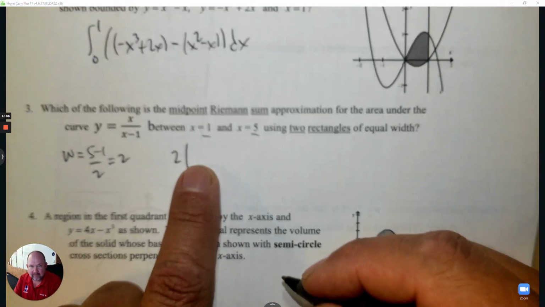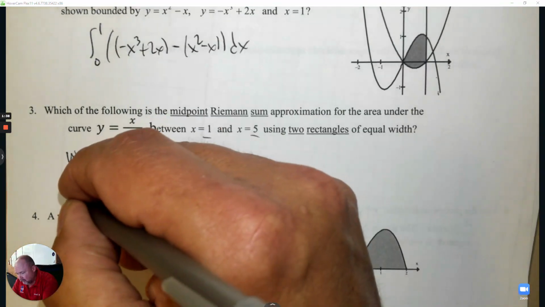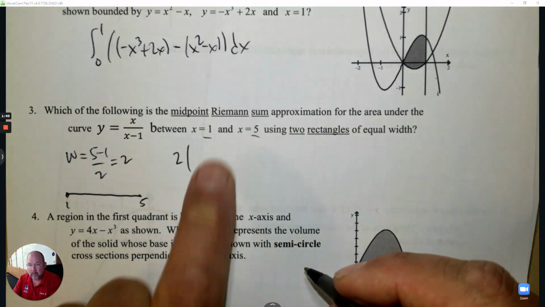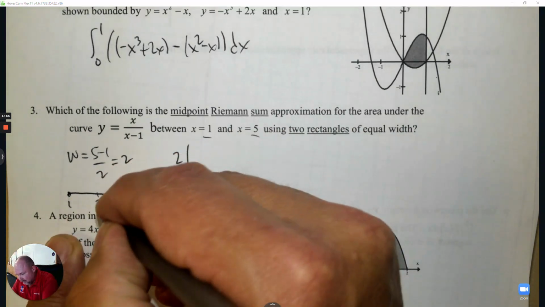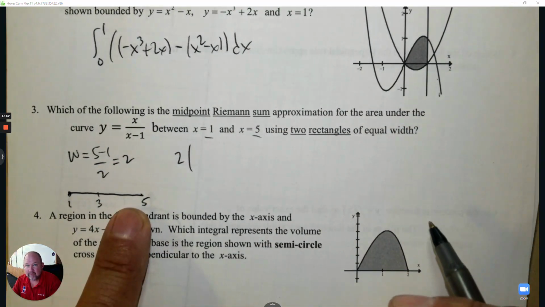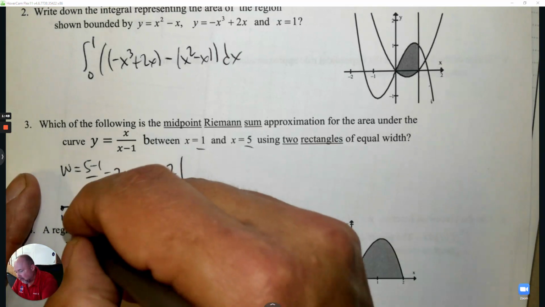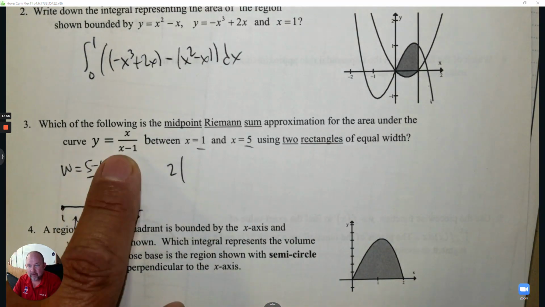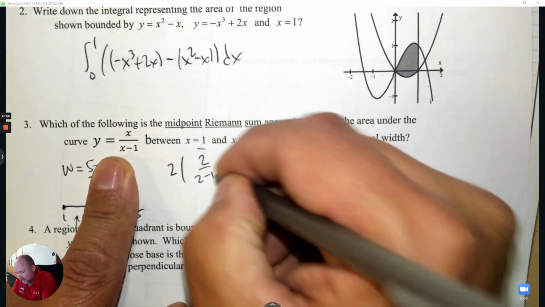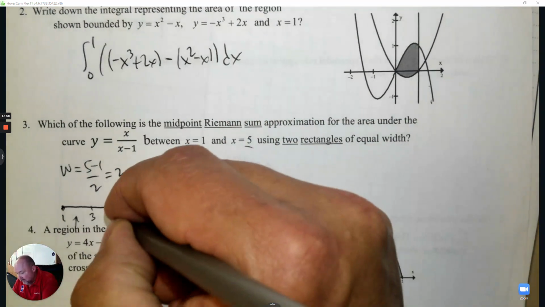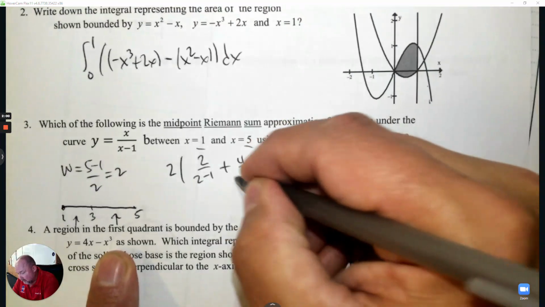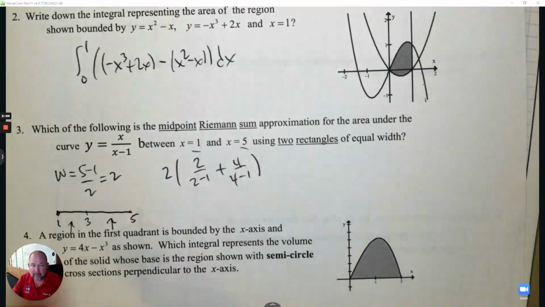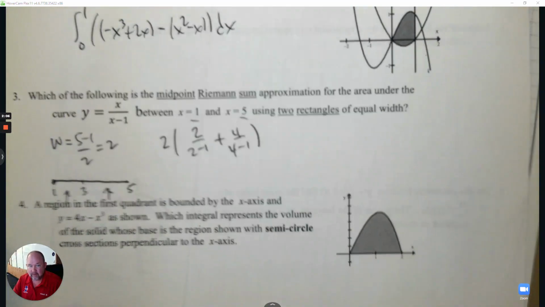And then we have to find the heights. It might be helpful to even draw a number line from 1 to 5. So here's 1 to 5. And the width of each one is 2. So it goes 1 to 3, and then 3 to 5. There are my 2 rectangles. A midpoint means I use the middle x value. So I'm going to first use 2 for the height. So I plug 2 in. I don't have to simplify it. Plus the next midpoint would be 4. Again, I don't have to simplify unless I have to. And there it is. That's a midpoint Riemann sum to approximate the area underneath the curve.